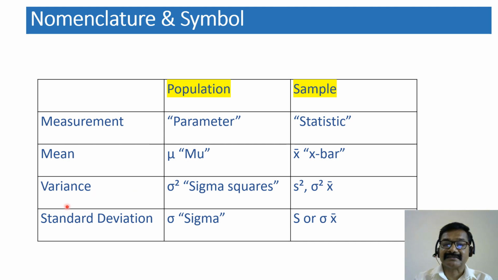Okay, variance. So variance for the population is sigma square, and variance for the sample is s square. Sometimes it is also denoted by sigma square with suffix x bar. Then standard deviation. Standard deviation is nothing but the square root of variance. Are you getting me? So standard deviation for the population is denoted by sigma. For the sample, it is shown by s or sigma with suffix x bar. So this is how nomenclature and symbols are used for the population and sample.